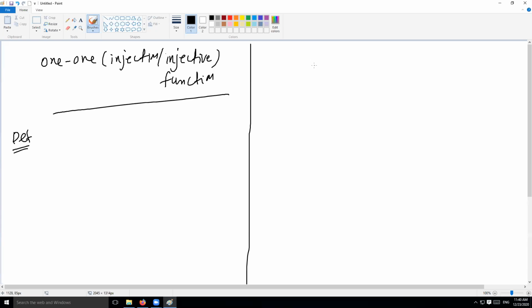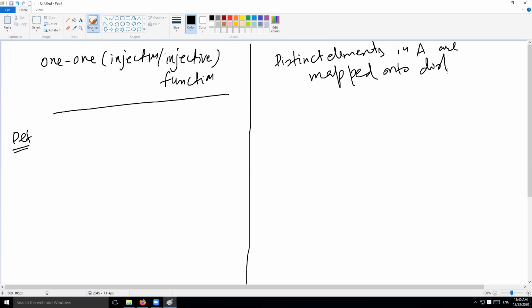Why do you need equality of the domain and codomain? No, that's not the case actually. Someone said something interesting. It says that distinct elements in A are mapped onto distinct elements in B. Very good, I agree with it.